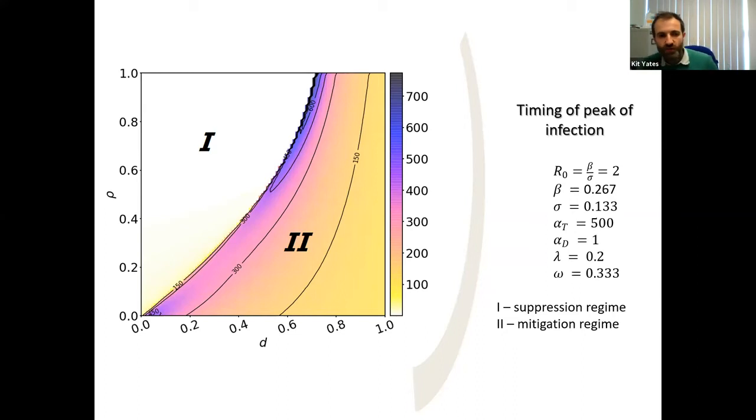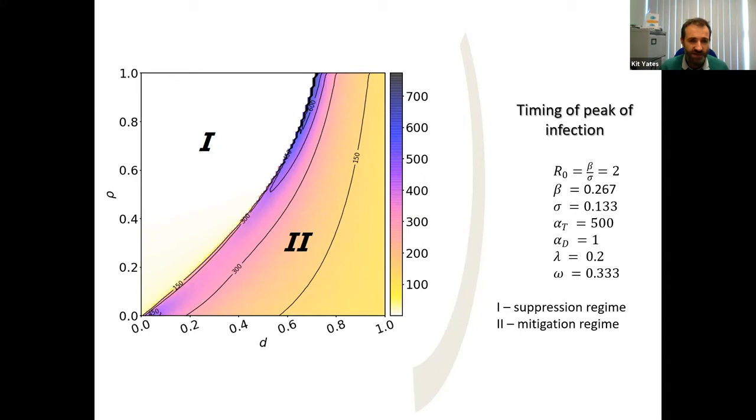The region marked with 2, you can see corresponds to this mitigation regime where the reduction in transmission elicited by informed individuals isn't sufficient to contain the spread of the disease, only mitigate it instead. And this might be due to either failure to adhere to these non-pharmaceutical interventions or the proportion of distrusting individuals in the population being sufficiently high. Note that there is a critical value of D for this particular plot.